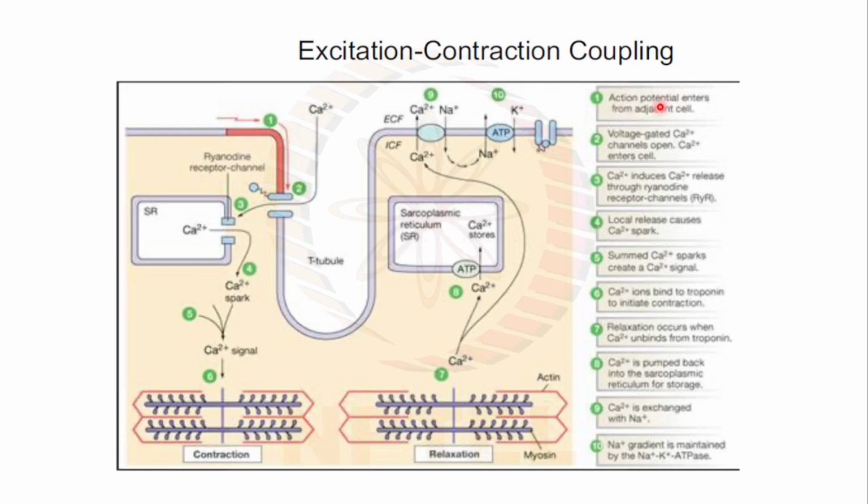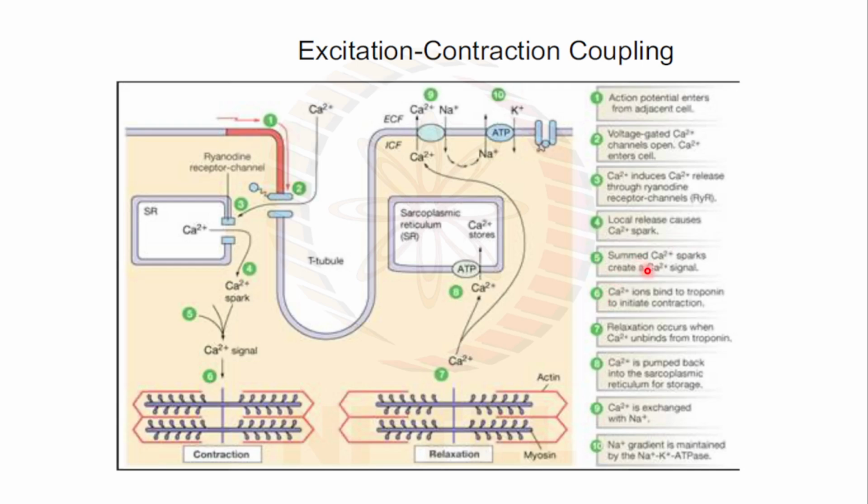Okay, let's see step by step what they are saying. The action potential enters from the adjacent cell. As I told you, there are gap junctions present in the intercalated disc, which will help in traveling of action potential from one cell to another cell. Next, the voltage gated calcium channels open, and this will lead to calcium entering inside the cell. Then this calcium induces calcium release through ryanodine receptor 2. Then the local release causes a calcium spark. The release of calcium from the sarcoplasmic reticulum is called the calcium spark.